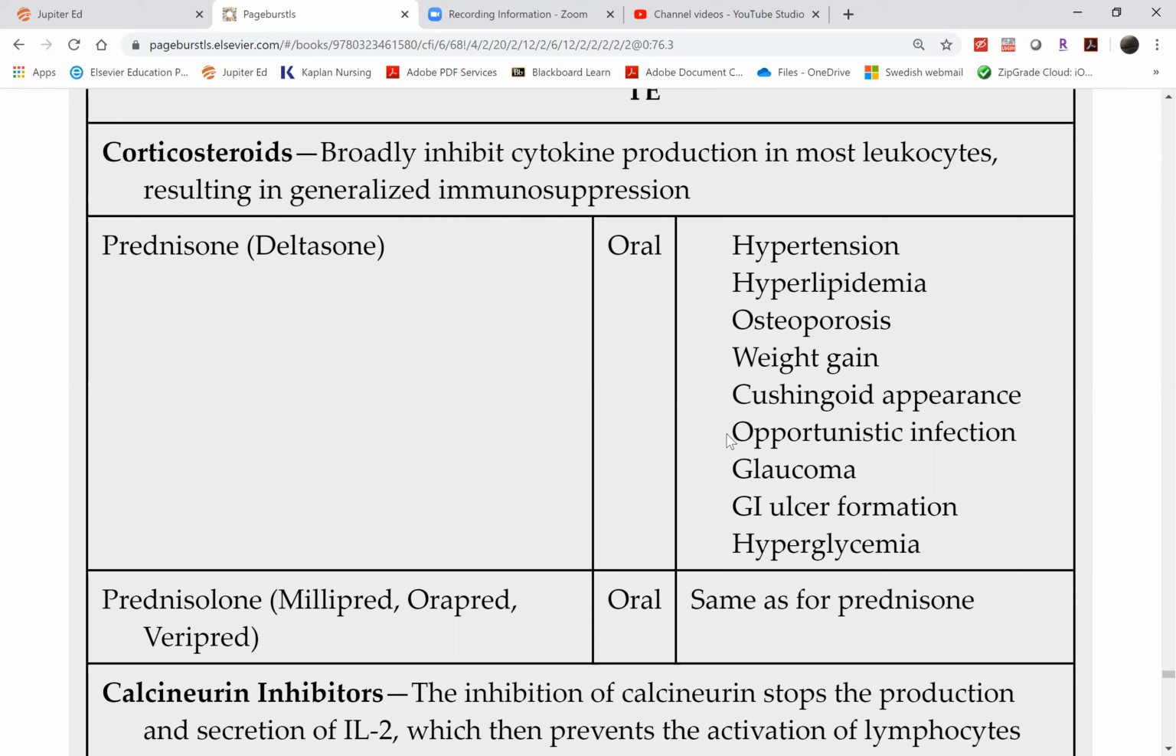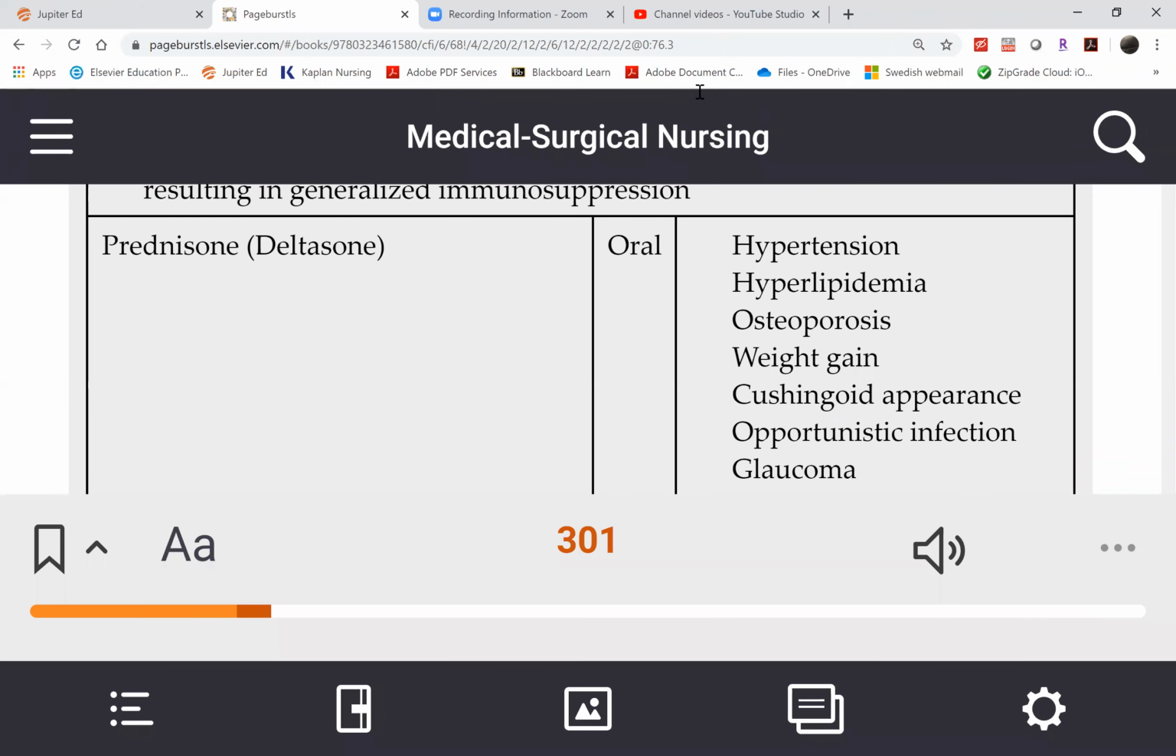Let's say this one, for instance, there are risks for infection. What would be your intervention for that? Or this one, what will be your intervention? They're at risk for glaucoma. What will you encourage the patient to do? Or they're at risk for this. For instance, would you tell them to avoid people with infection? Yeah? Okay.